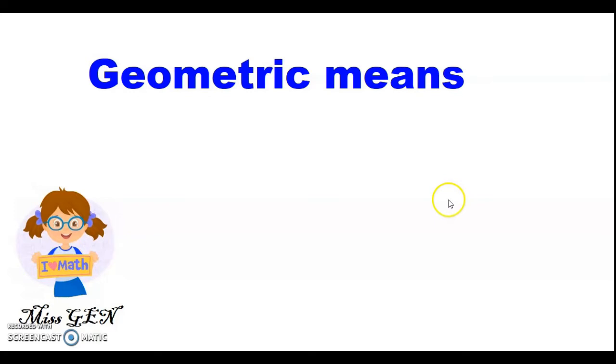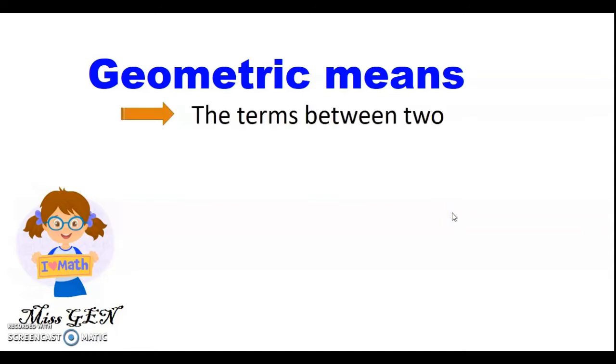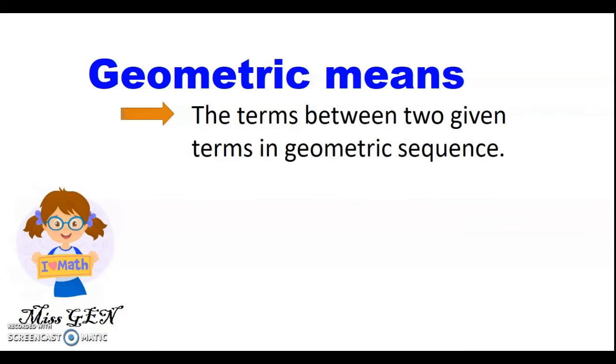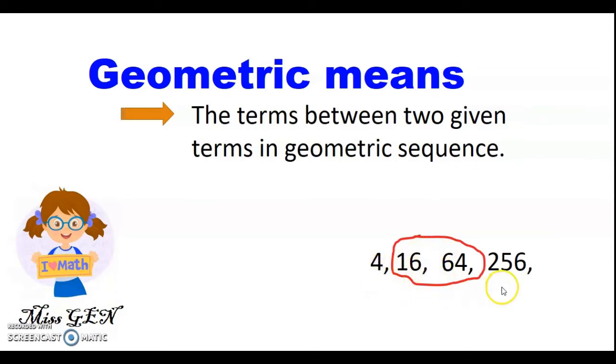For today's video, we will learn about geometric means. But first, we will determine what geometric means are. Geometric means are the terms between two given terms in a geometric sequence. For example, we have 4, 16, 64, and 256. 16 and 64 are the geometric means between 4 and 256.